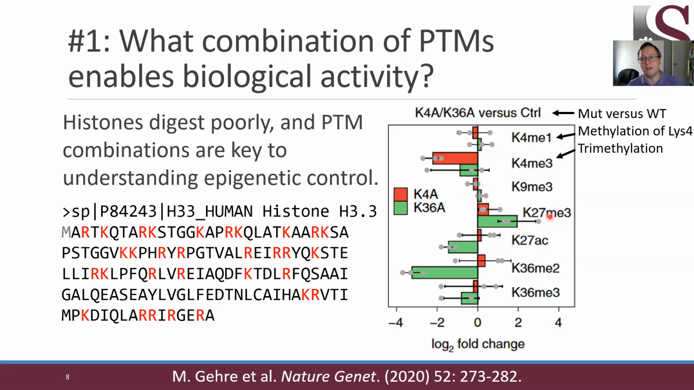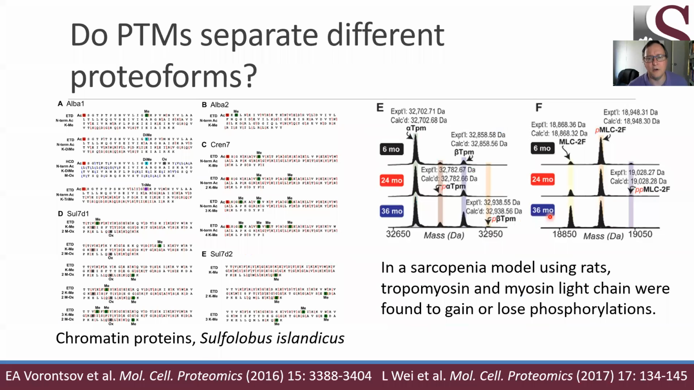So there's a lot of detective work that can be done to ask about the conjoint set of modification states, to be able to say these modifications all take place on the same proteoform. You're not going to get there with shotgun proteomics. Top-down is needed. So can we use post-translational modification data from top-down to separate different proteoforms?